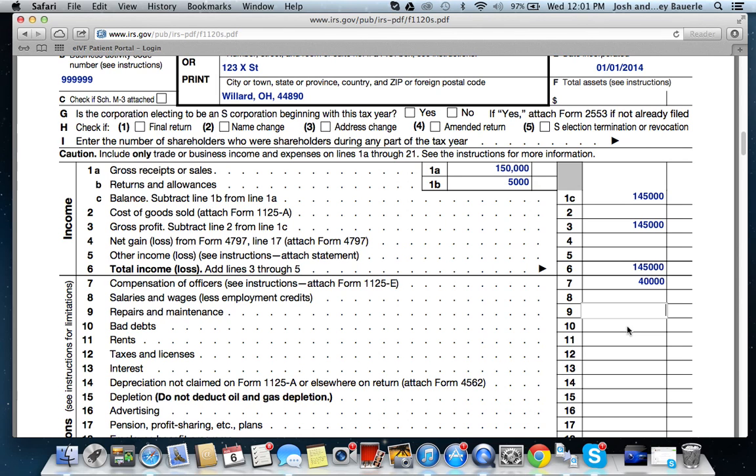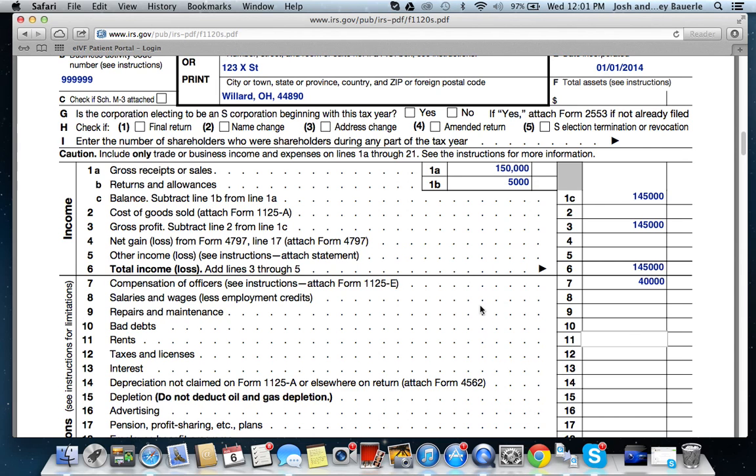Repairs and maintenance. So anything that you had done to your property, business assets. Let's say you had machinery again, and you spent $1,000 to get it repaired. Okay, that would go in line 9. Line 10 is bad debts. So this would be if you did the work for someone and they never paid you. Okay, so you listed it as income, but then they never paid you. You can write that off as bad debt. So let's say in 2013, you did work for someone, they never paid you, you counted it as income. Come 2014, you realize you're never going to collect it, write it off here as bad debt.